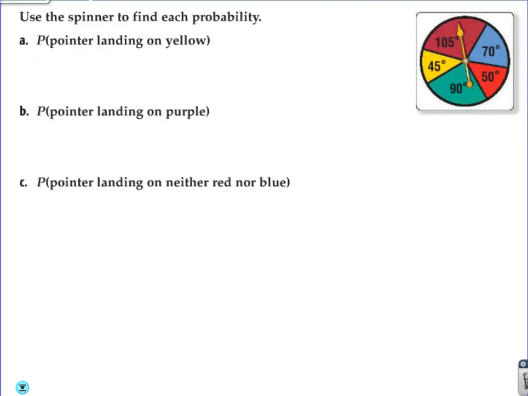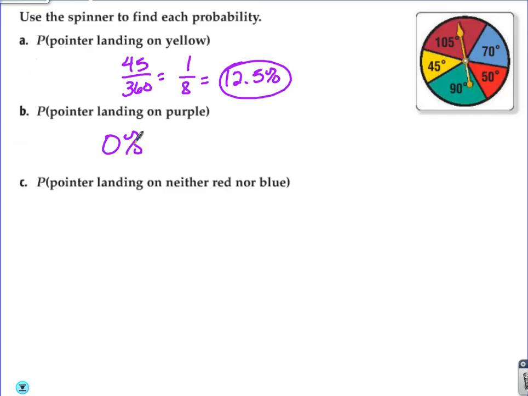The probability that it's going to land on that, well, we need the area of that compared to the area of the whole thing. Well, that's 45 degrees out of how many degrees? Yeah, that's 45 out of the 360 degrees, which I think is 1/8, which is about 12.5%. Divide 1 by 8, you get 0.125, that's 12.5%. The probability it's going to land on purple. I would say that would be 0% chance to happen. Everybody understand? Can't happen.